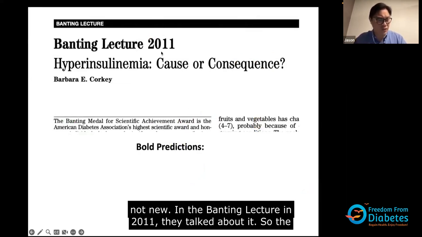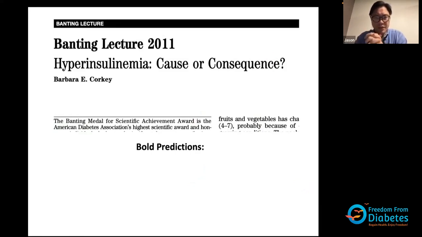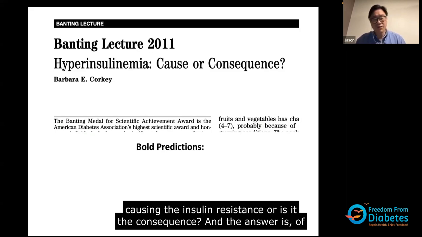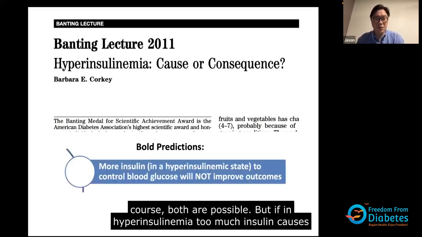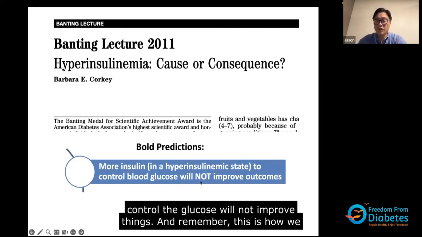In the Banting lecture in 2011, they talked about it. So the Banting lecture is the American Diabetes Association's highest scientific achievement award, and they talked about hyperinsulinemia. Is that in fact causing the insulin resistance, or is it the consequence? And the answer is, of course, both are possible. But if hyperinsulinemia, too much insulin, causes the problem, then what you're going to predict is that giving more insulin to control the blood glucose will not improve things.